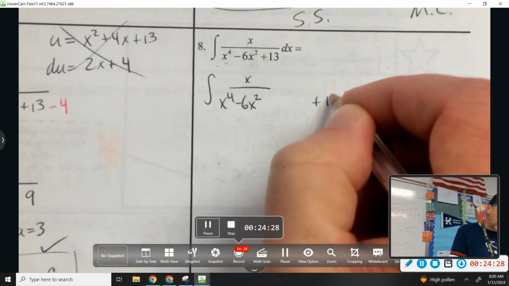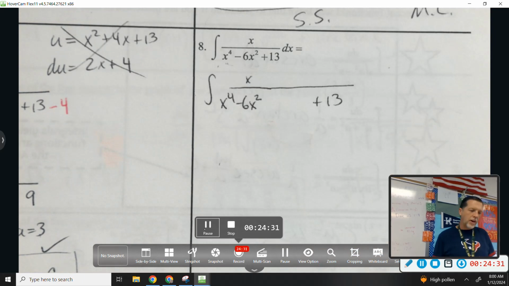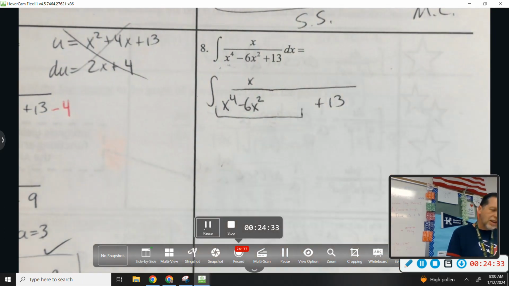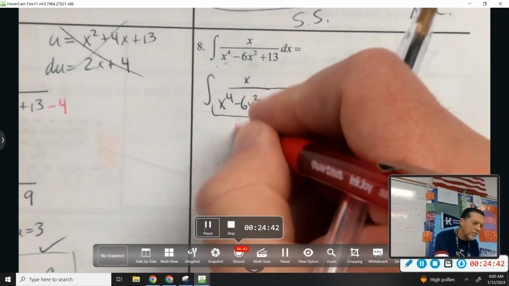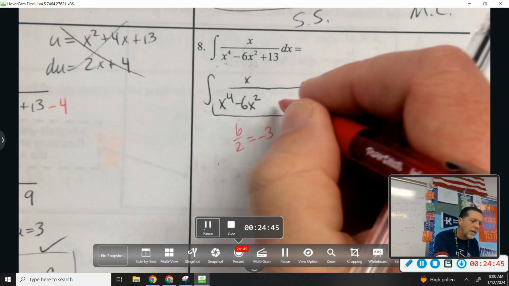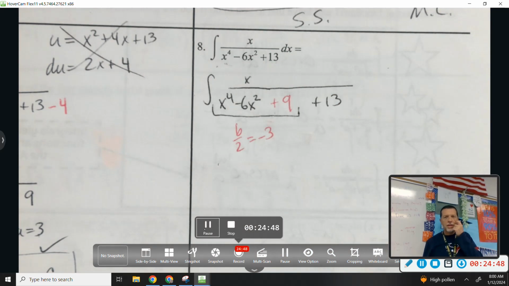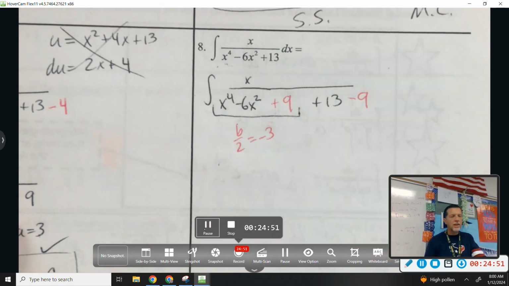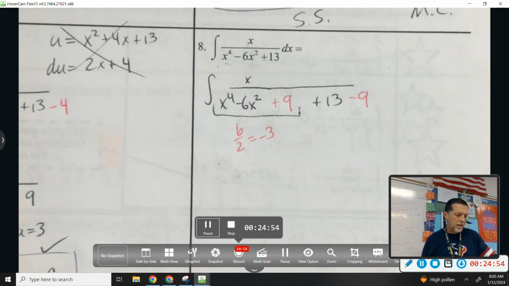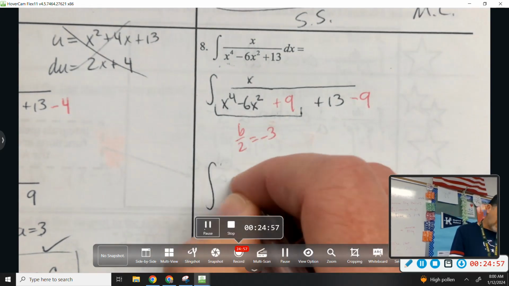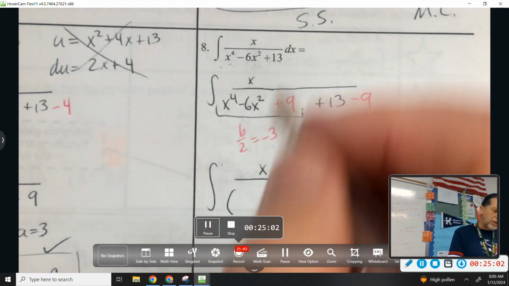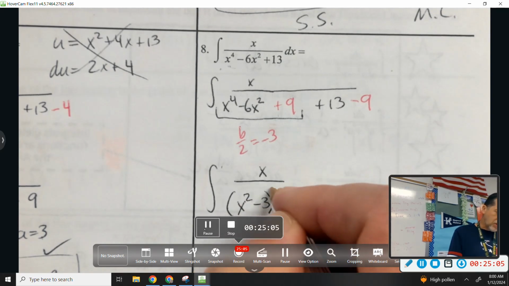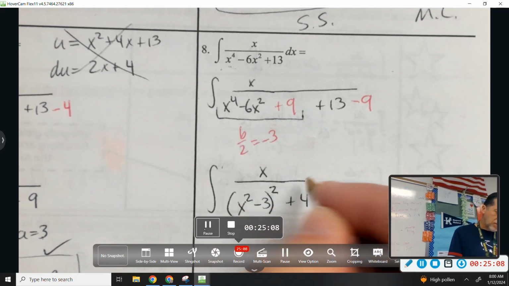So I wonder if I could play complete the square again. This one's extra fun. I guess it's the same process. B over 2 is negative 3. So I'll add 9, which means I now need to subtract 9. So I can factor this now. That's always the point of completing the square, that you can factor what you get. x squared minus 3 squared plus 4.